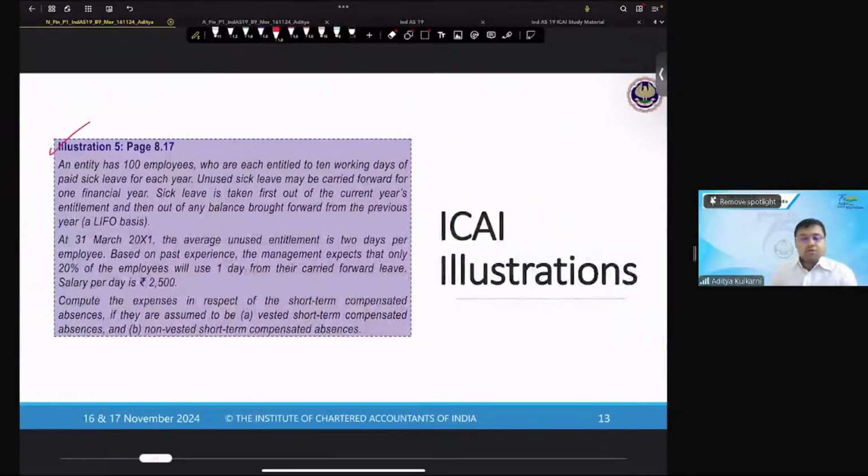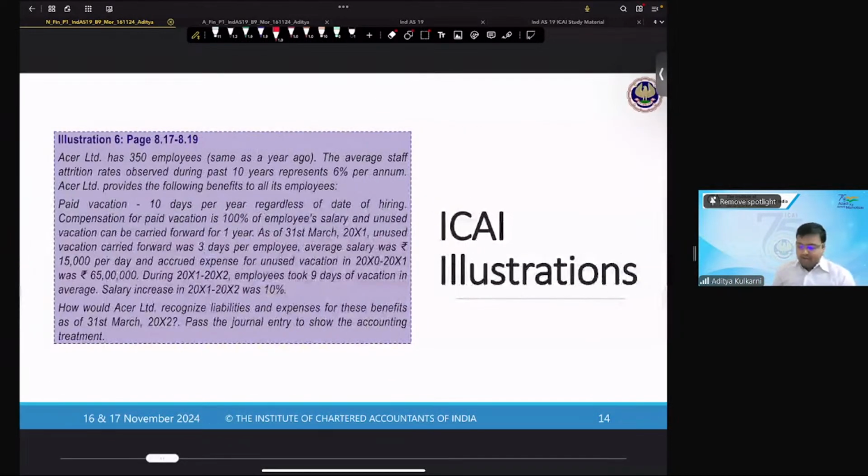Have you understood, everyone? Hemant, समझ में आ गया? Non-vested is leave against leave. That is why we have taken 20% provision. That also for only one employee. Okay. Fine. So illustration 5 is done.